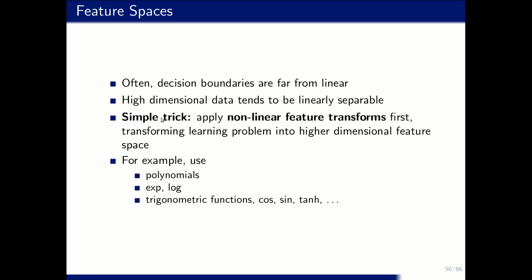If we're working with SVMs, we actually have linear decision boundaries, but our data might be far from linear. So the actual decision boundary might be far from linear. A general observation is that high-dimensional data tends to be more likely to be linearly separable. Now we can apply a simple trick. We can take our input features and first apply a lot of nonlinear feature transforms, and therefore we transform our learning problem into a high-dimensional feature space.